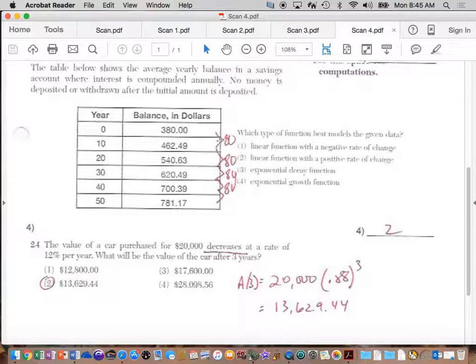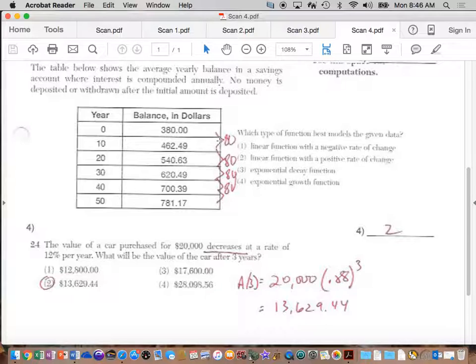Linear functions have a constant rate of change, which means that they go up or down by the same amount over and over again. They are arithmetic, so to speak. Exponential or geometric. Geometric rates of change are not consistent. They are either going up by ever-increasing amounts or going down by ever-increasing amounts.